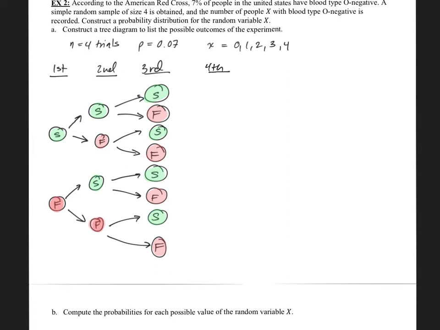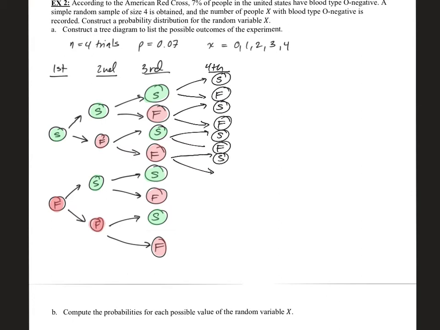So from the first line of success, we could get another success or a failure. From this failure, we could either get another success or another failure. And then from this success, we could get a success or a failure, running out of room. From this failure, we could get a success or a failure. And then from this success, we could get a success or a failure. From this one, we could also get, really running out of room, a success or a failure.